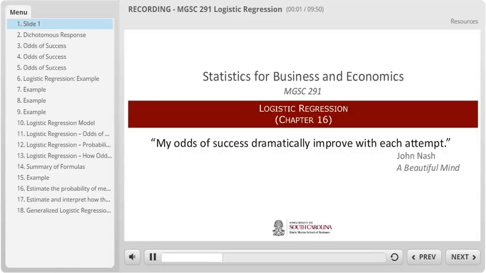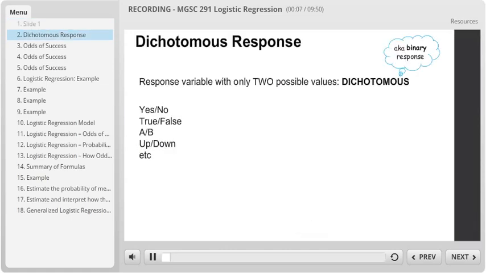Our final lesson on regression discusses the topic of logistic regression. When our response variable is one with only two choices, we call it a dichotomous response. Examples are yes or no responses, true or false, up or down. You may also see or hear this type of variable referred to as a binary response. When we have a dichotomous response, we can use logistic regression to model the outcome.